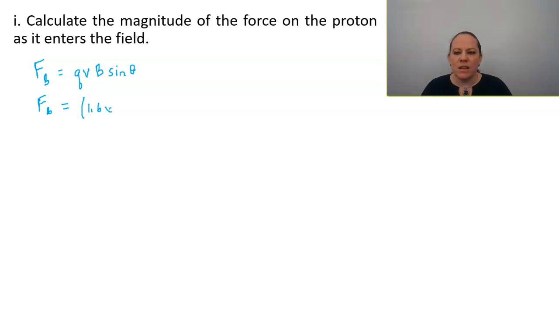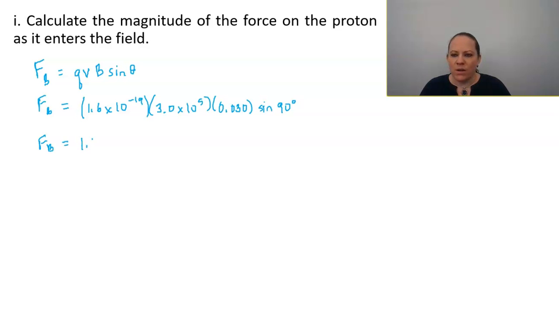The charge on a proton is 1.6 times 10 to the negative 19th coulombs. Our velocity was 3.0 times 10 to the 5th meters per second. Our magnetic field strength was that 0.030 teslas. And of course, like I just said, sine of 90 degrees. And so that's going to give us a value of 1.4 times 10 to the negative 15th newtons.